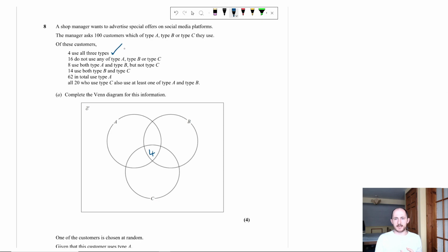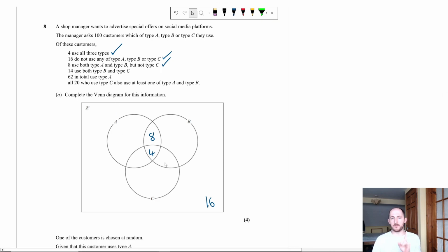Okay? The next thing it says, 16 do not use A, B, or C. So that is outside all 3 circles. Boom. 8 use A and B, but not C. Okay, so if I look here, they use A and B, but not C, then that's going to be this point here. 14 use B and C.